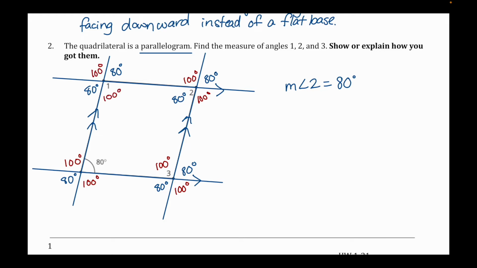So they asked me for angle 2. They're also asking us for angles 1 and 3, and angles 1 and 3 are both going to be 100 degrees. So I'll say measure of angle 1 is 100 degrees, and measure of angle 3 is 100 degrees. Now, just so I actually have something written down, I showed you how I got them, but I'm going to write out an explanation here of how I got those, just so that if my teacher was reading this, they know how I got it.